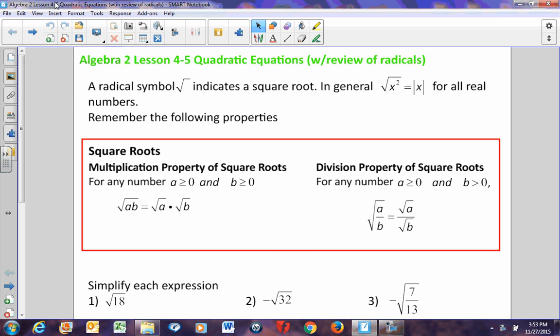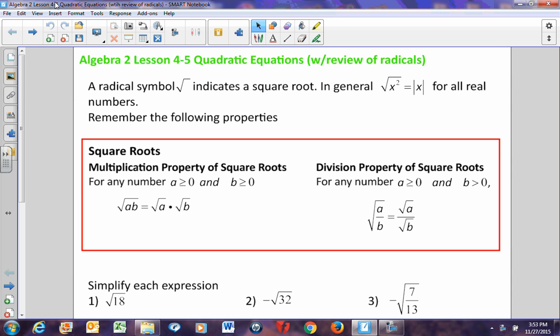This is Algebra 2, Lesson 4-5, Quadratic Equations, with a review of radicals. We'll start with the review of radicals. The radical symbol indicates a square root. In general, the square root of x squared is the absolute value of x for all real numbers.